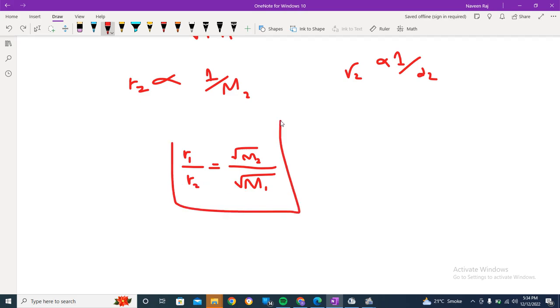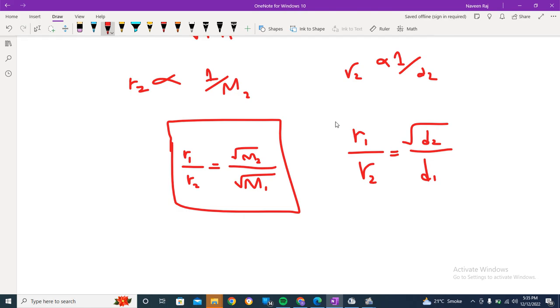There is a special video for the problems related to this topic, and I do hope that you've got the concept. Like, this is a law. We can also write this one as R1 upon R2 is equal to radical D2, D for density, upon D1. This shows the rate of diffusion. For this you need to watch the problems video. We'll be explaining that in that one.